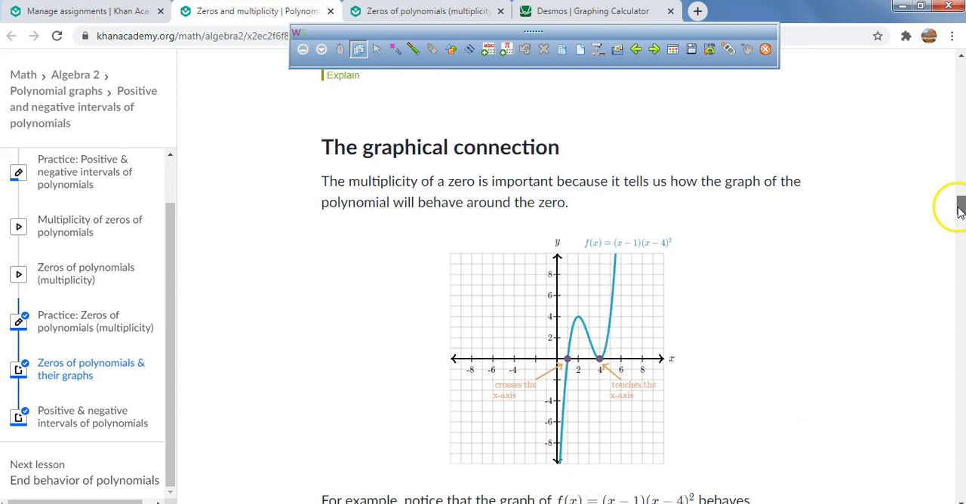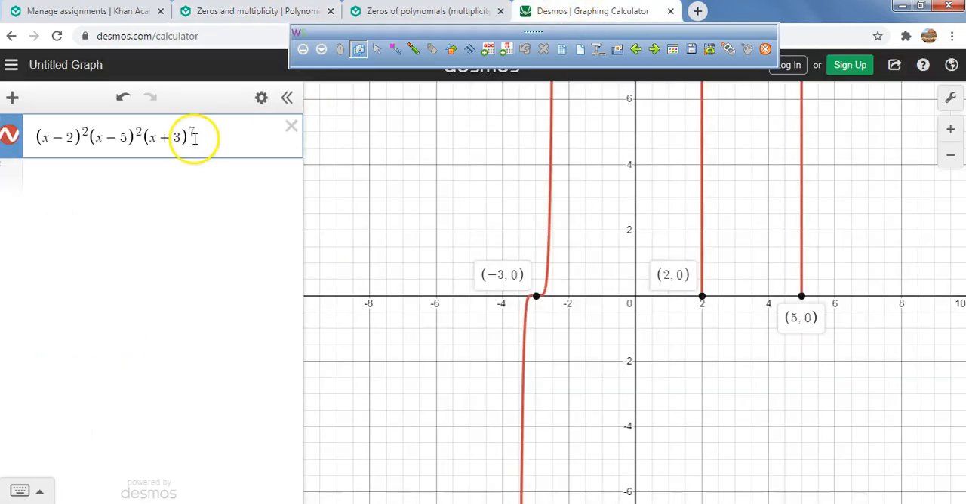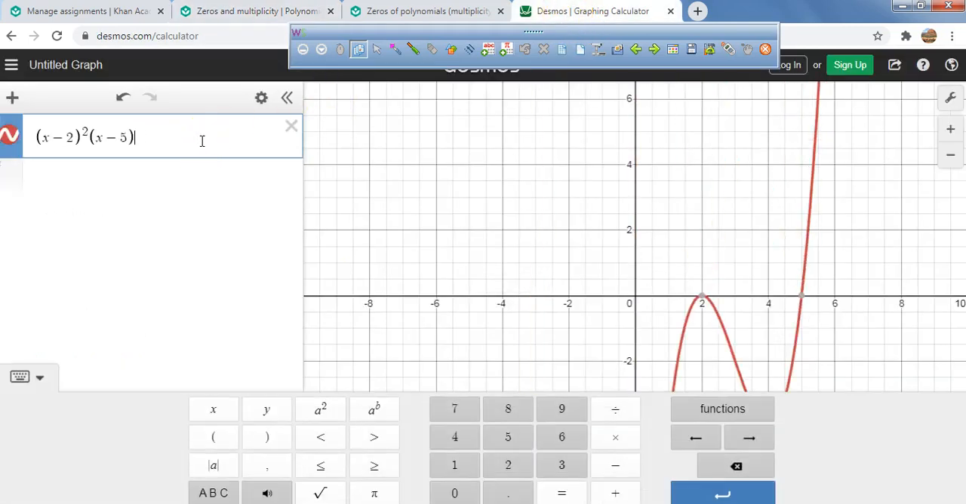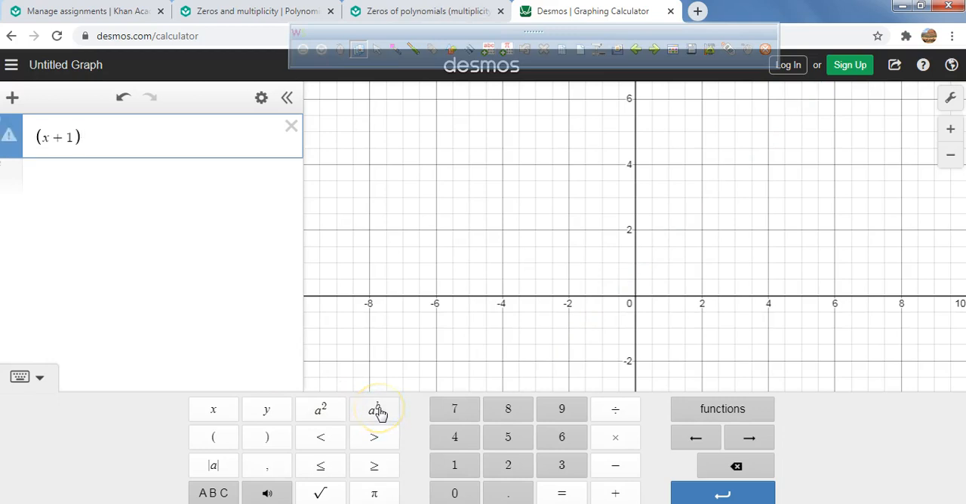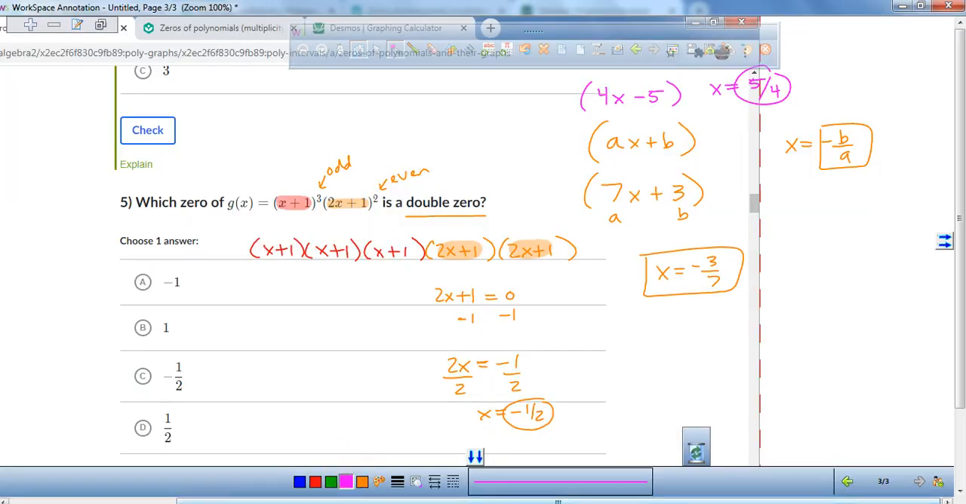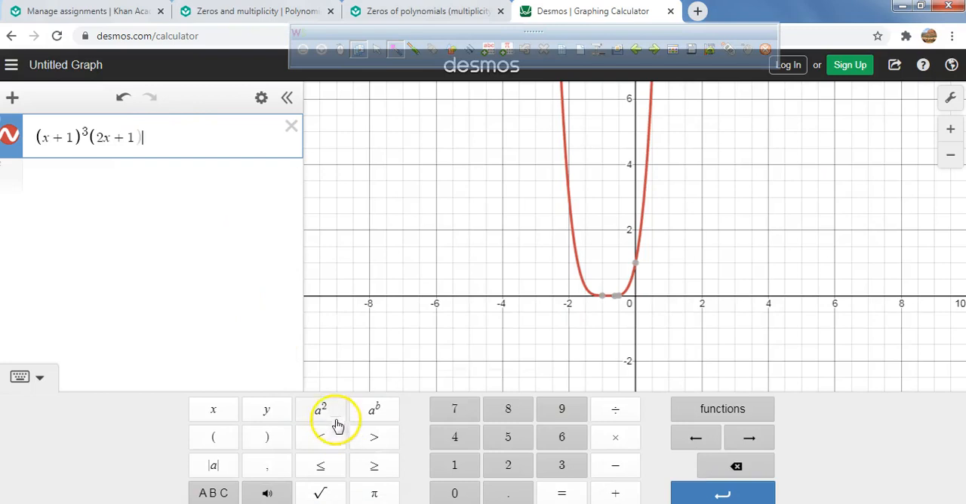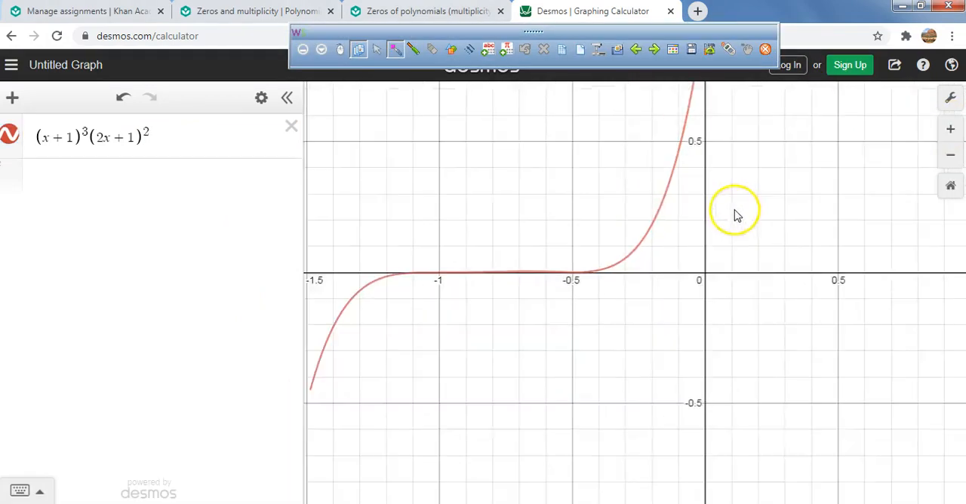All right, so I said I was going to put this into Desmos, so I apologize. I'll go and do that. All right, so we have, delete this. So I believe it was x plus 1, and that was raised to the power of 3. And then we had 2x plus 1. I think so, let me check. No, 2x plus 1, yeah, and that was squared.